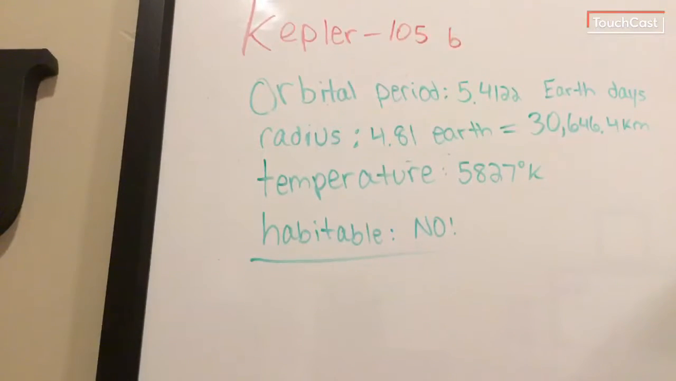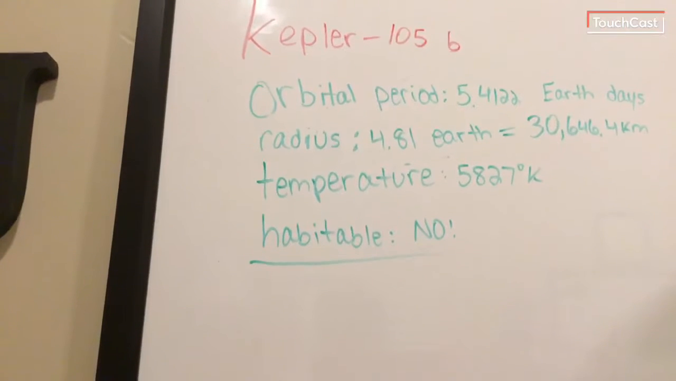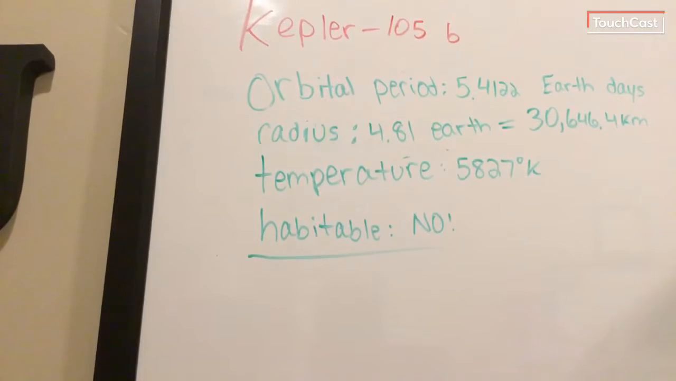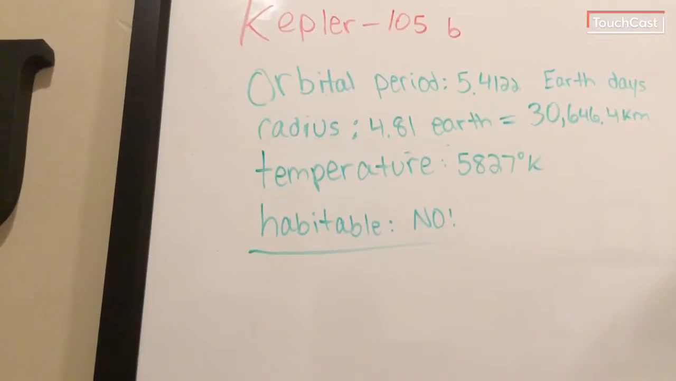The ratio of the planet to the radius of the host is 0.028. Using this information, we can find that Kepler-105b's radius is 4.81 plus or minus 1.53 that of the Earth. Kepler-105b is a gas giant, most comparably to that of Neptune.